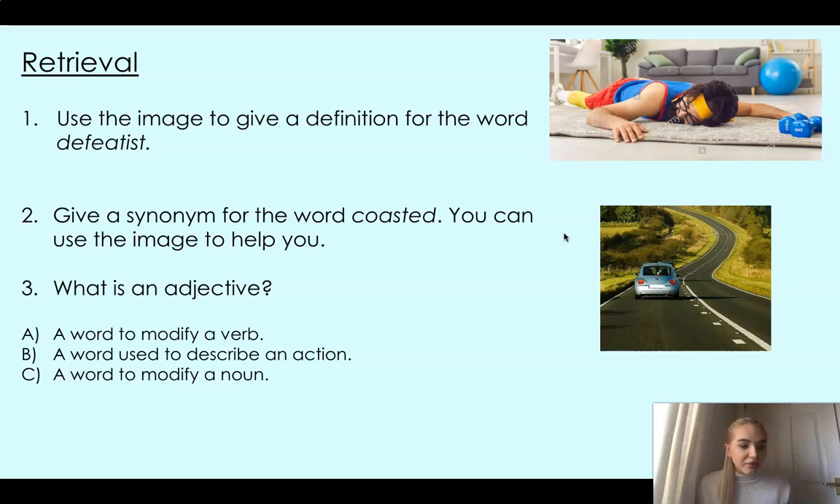Okay, so if we're looking at this image to give a definition for the word defeatist, this person has kind of given up. They've accepted that they've failed some sort of exercise that they've been doing. So it's a person who expects failure. So we know that in the book, The Explorer, Con was saying to the rest of the children that they were all defeatists because just because the map had ink on it, they were all defeatists thinking that they couldn't get to where they wanted to go, when actually Con had this brilliant idea.